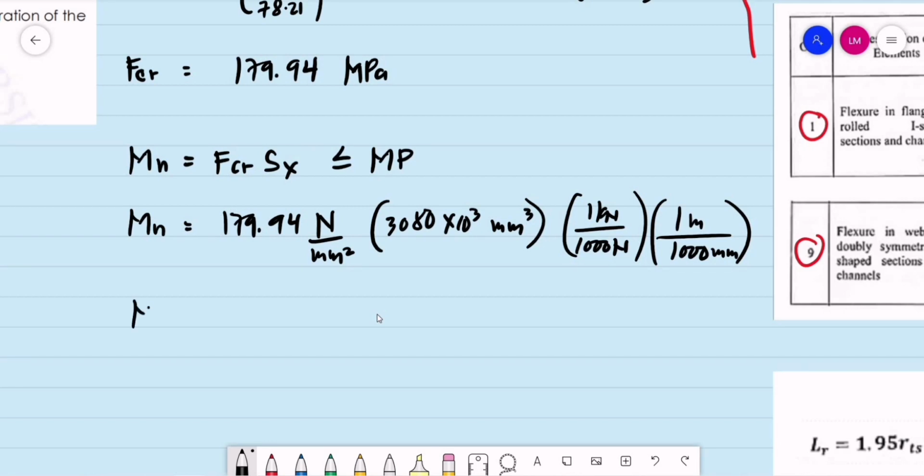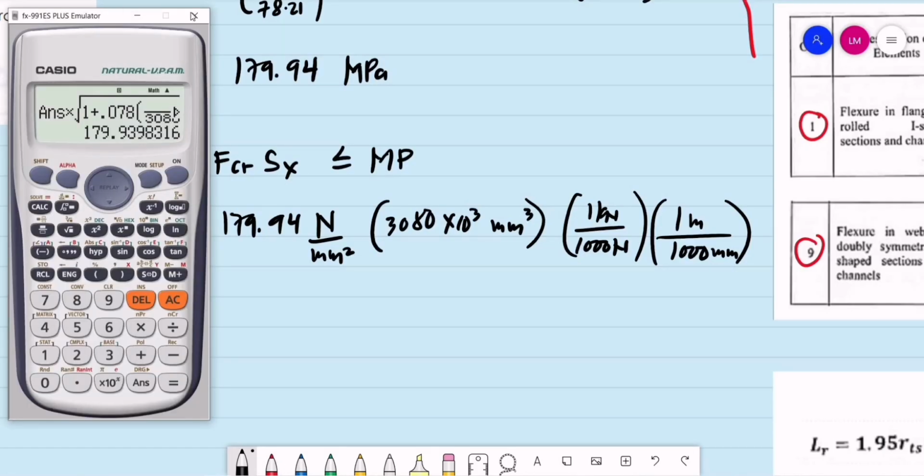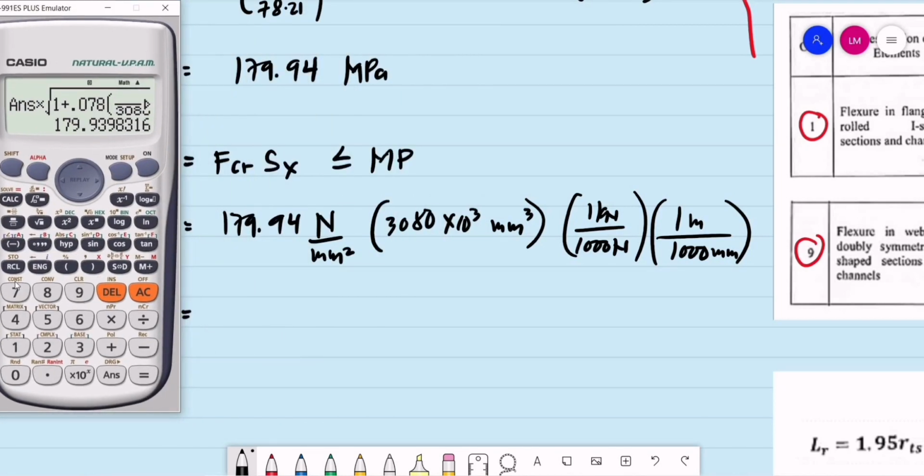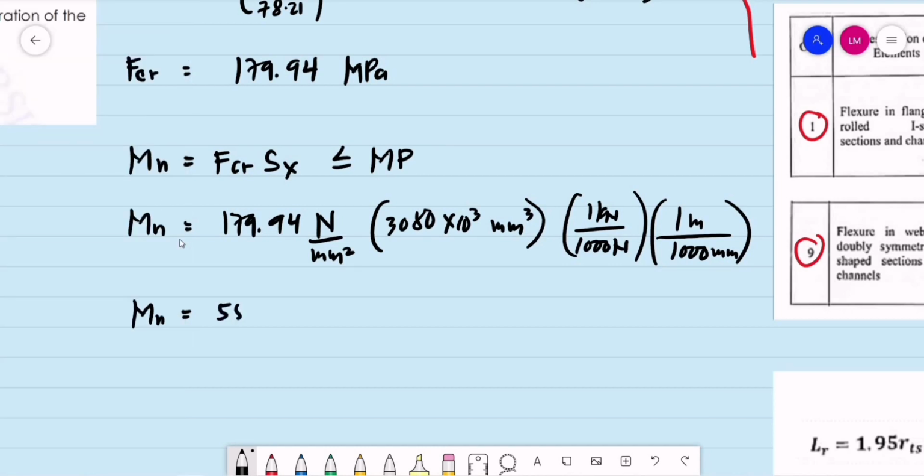So the equivalent of the nominal moment capacity is equal to 179.94 times 3080 times 10 raised to 3, then divided by 1000 squared. So we have that as 554.22 kilonewton meter. But this should be less than or equal to our M sub p.